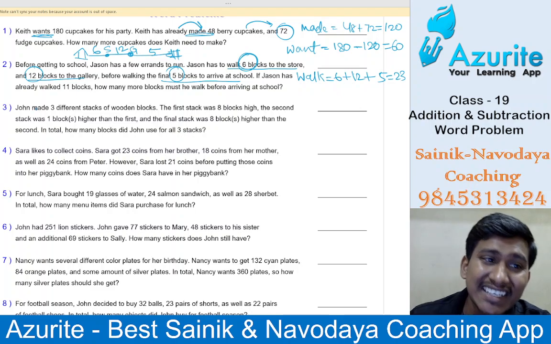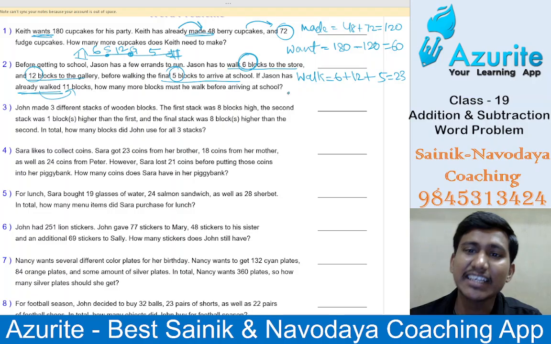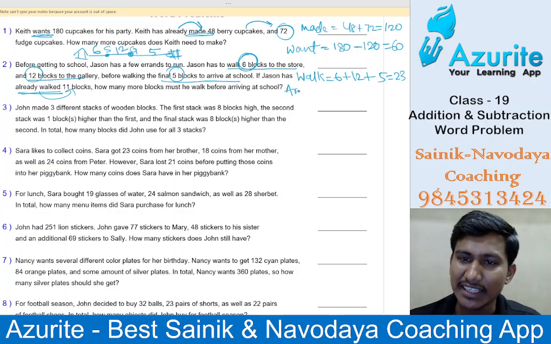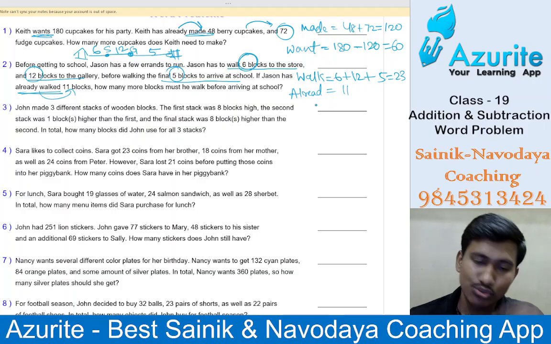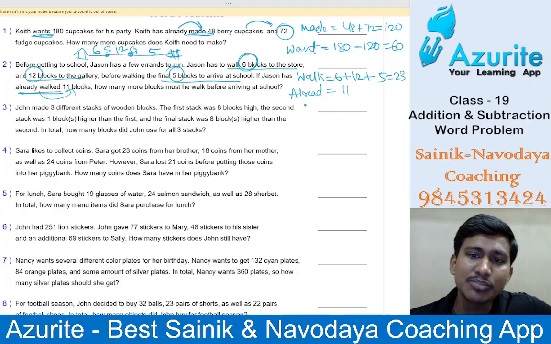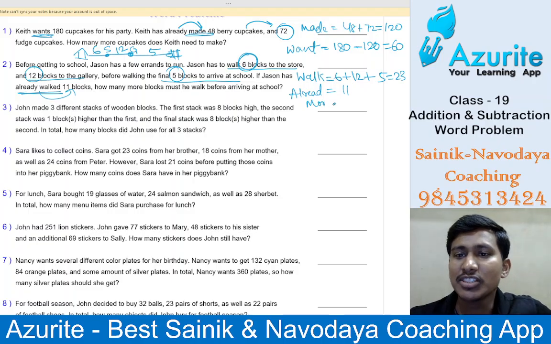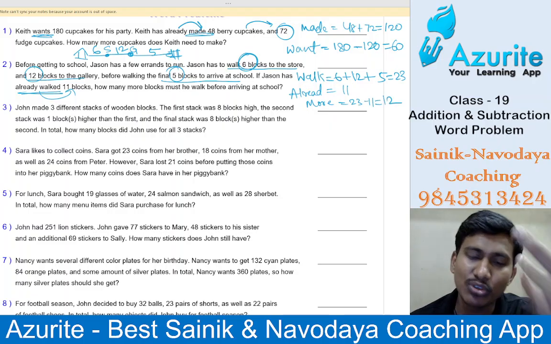Then how much has he already completed? 11. Already completed, I am writing already only. So already 11 is complete. So how much more does he have to do? 23 minus 11. It will be 12. Understood? How much more does he have to do? 12 more. Understood now? Clear? Okay, good.